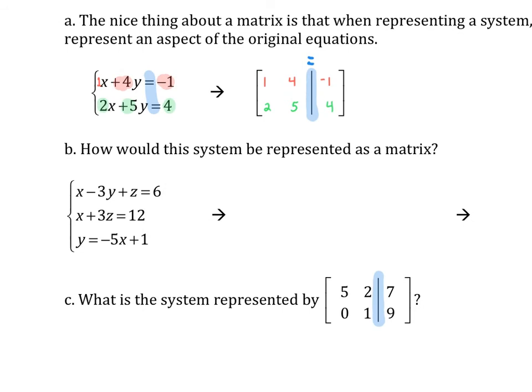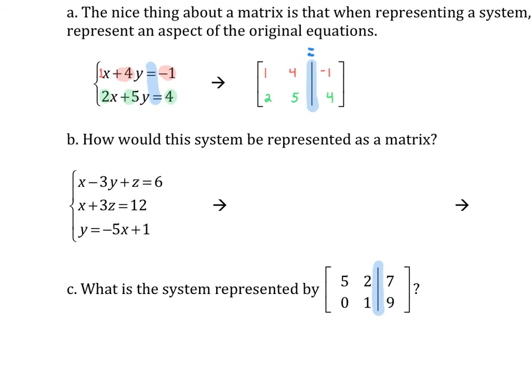So how would we write this system with 3 variables? Pay attention to your zeros. Go ahead and try it real quick. Pause, and then come back.